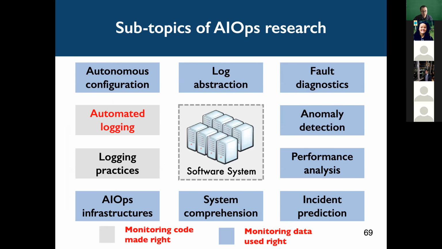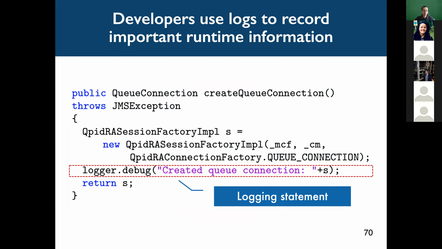Next, we will see an example of automated logging. All these previous examples are about monitoring data use. So how do we generate this monitoring data efficiently in the first place? For example, where should I put logging statements in the source code? I remember from last lecture, developers use logs to record important runtime information. Here we show an example of a logging statement.